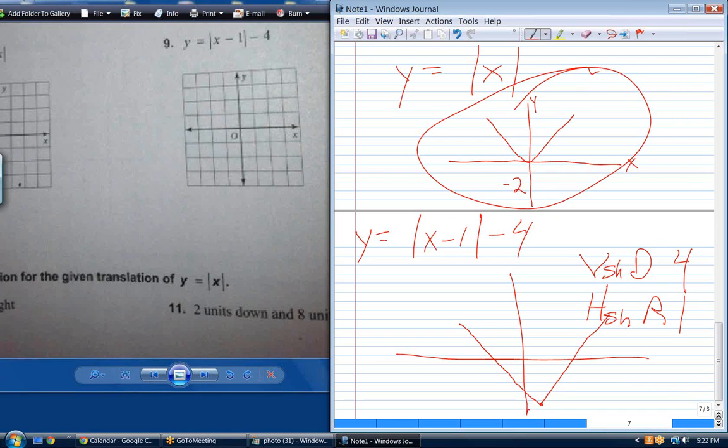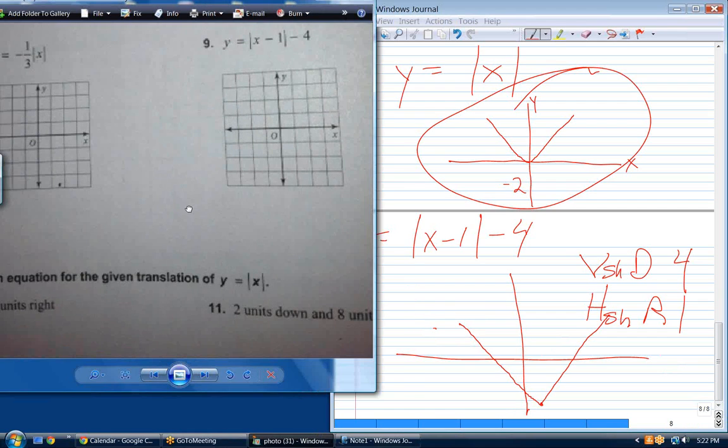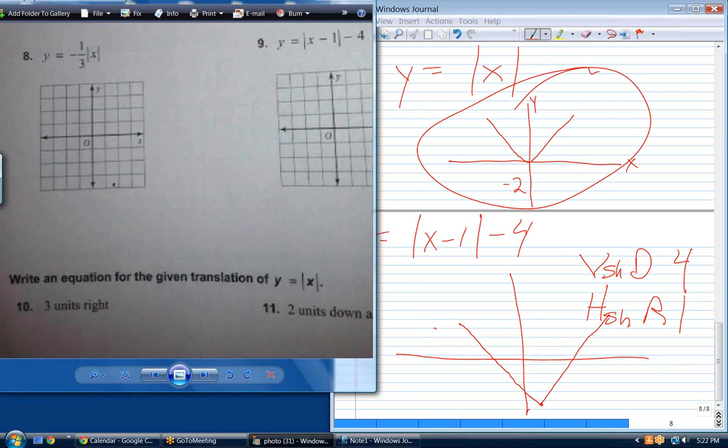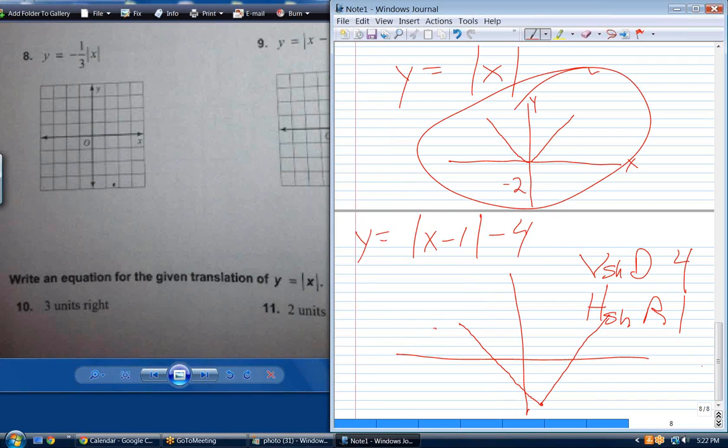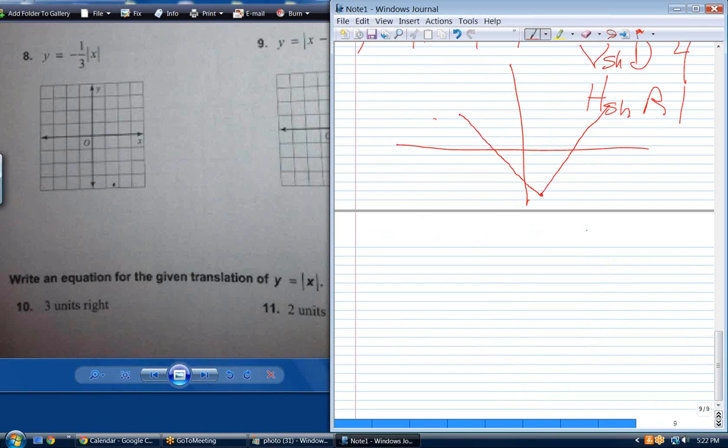Domain. All real numbers. Range. Y is greater than or equal to -4. Correct. You know how to do these now. Now you just got to make sure you don't forget. Okay? Because you definitely know how to do these.